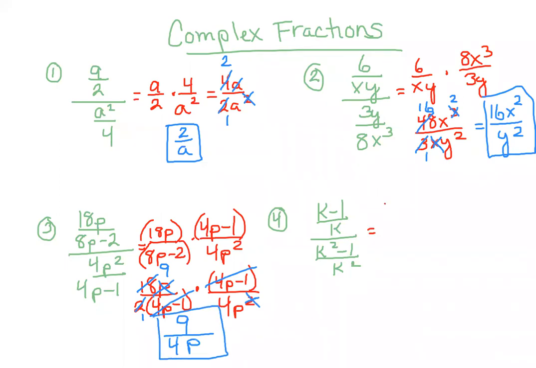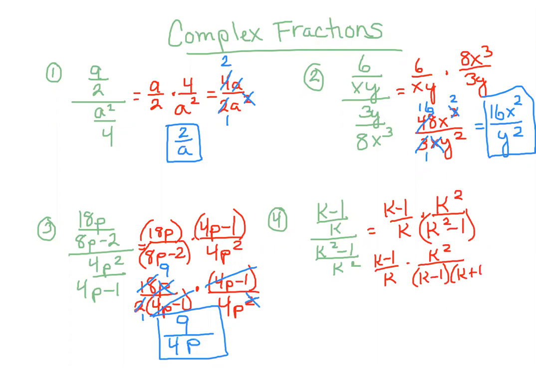Number 4, k minus 1 over k times the reciprocal, k squared over k squared minus 1. We got to factor that. So the first one is going to stay the same. K squared minus 1 factors to k minus 1, k plus 1, because it is a difference of 2 perfect squares. What can we cancel? We can cancel k minus 1. We can cancel this k with that, and we're left with k over k plus 1. And that's our answer. Nothing else we can do.